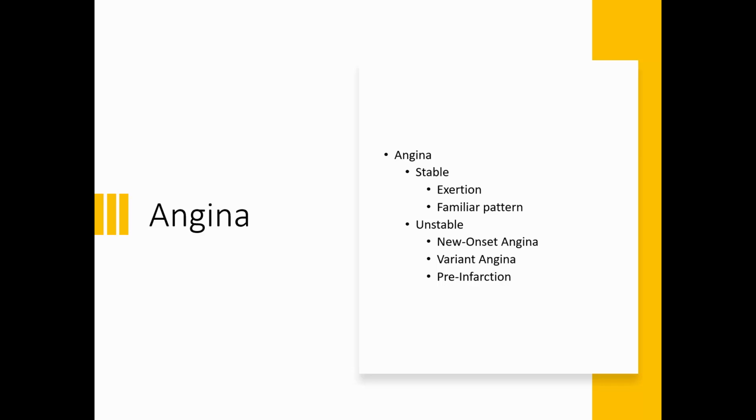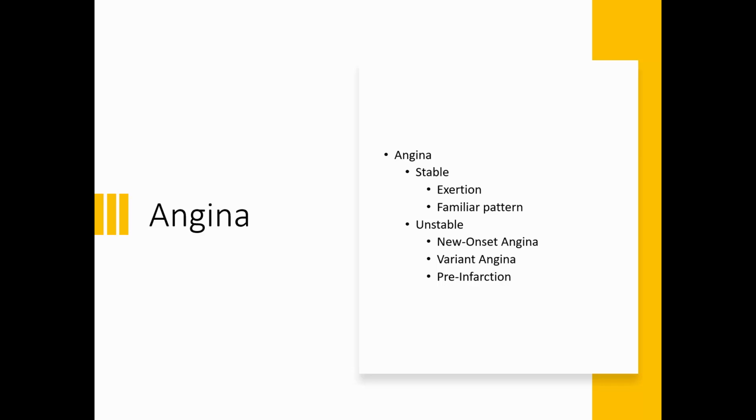You have two types of angina. You have stable angina and you have unstable angina. Now, stable angina, it's caused by moderate to prolonged exertion. And the thing with stable angina, it follows a very familiar pattern. What I mean by that is the frequency, the duration, and the intensity of symptoms, it's going to remain the same. And usually rest and or nitroglycerin relieves stable angina.